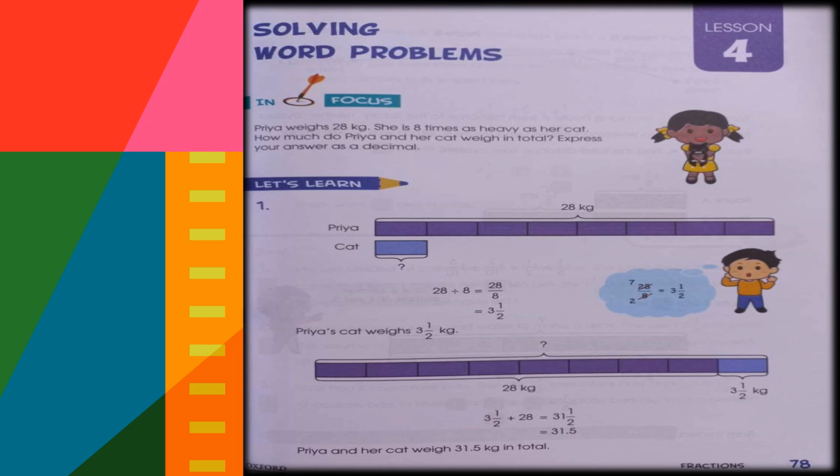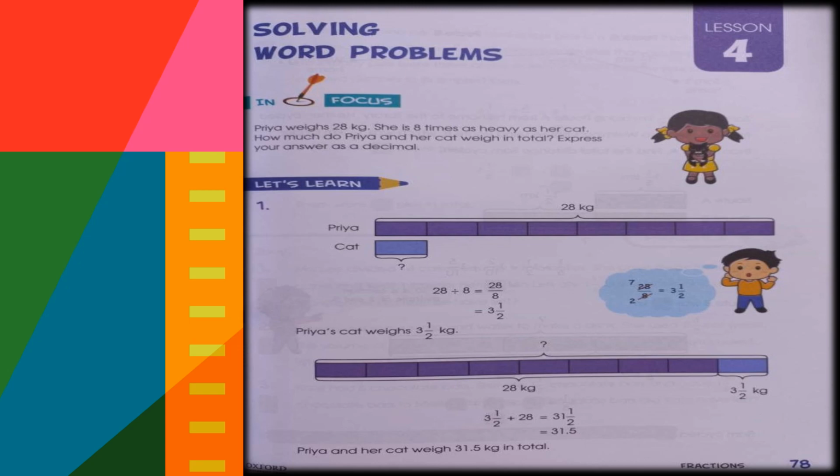Starting with an example, we have: Priya weighs 28 kg. She is 8 times as heavy as her cat. How much do Priya and her cat weigh in total? Express your answer as a decimal.